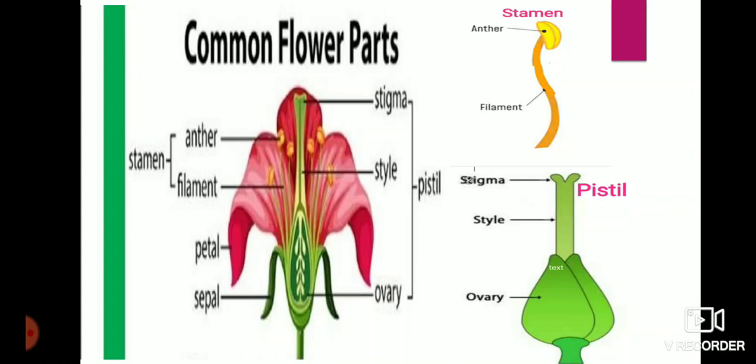So sepal is the outermost covering of the bud. Petal is the colored part of the flower, and stamen is the male part which consists of anther and filament. Anther holds the pollen grains. And pistil is the female part of the plant which consists of stigma, style and ovary. Ovary has ovules inside it.